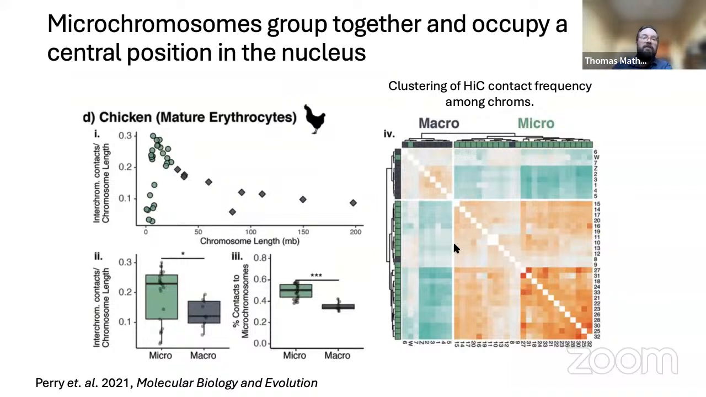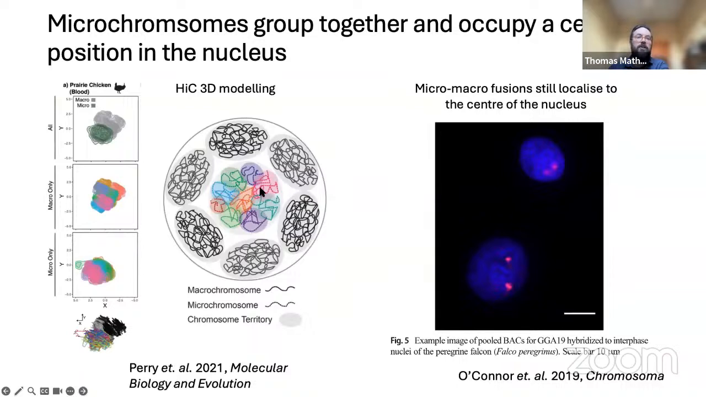They have interesting features in the nucleus as well. With Hi-C data, we can model the position of chromosomes within the nucleus. And we find that microchromosomes tend to associate with each other. 3D modeling of the Hi-C data suggests that they actually cluster within the center of the nucleus. And there's some experimental data which shows this as well.